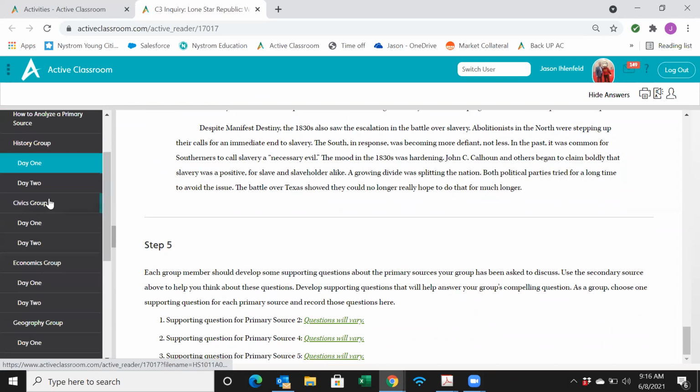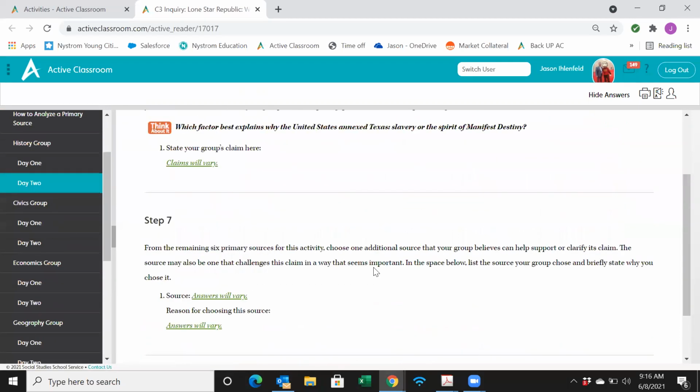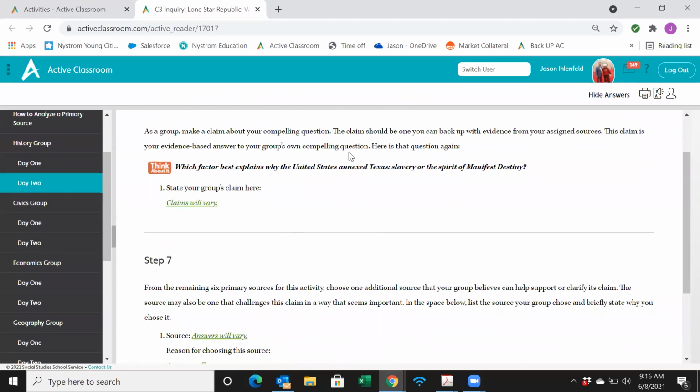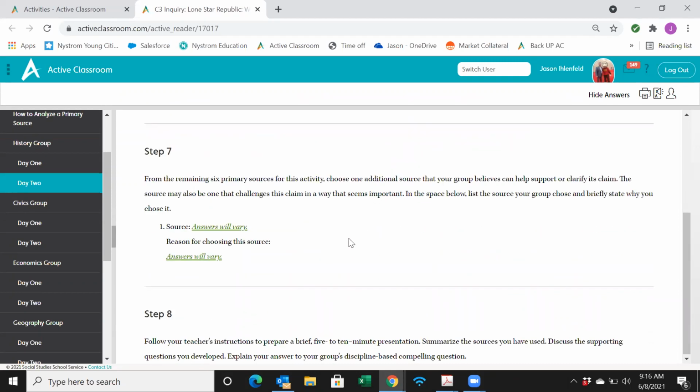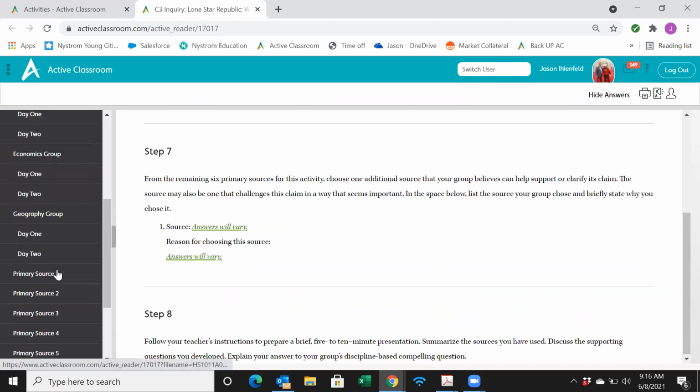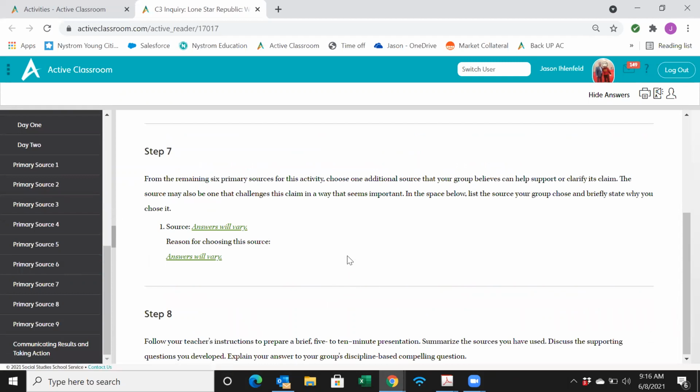This lesson does continue where the students then have to write a claim. So they have to write their claim based on their lens specific driving question. But then they have to go out and defend that claim by pulling in another primary source, not one of the ones they were originally tasked with. They have to look through the other ones to find one that would support the claim that they've written. They prepare a brief presentation and go back to their original group.